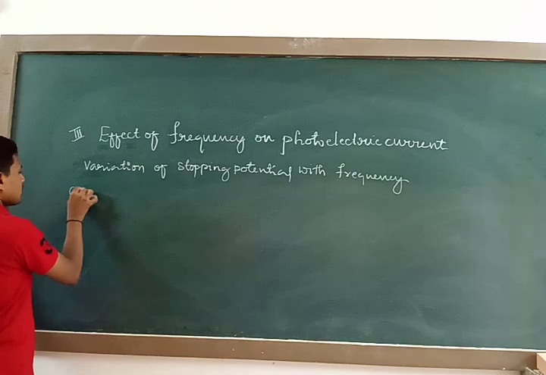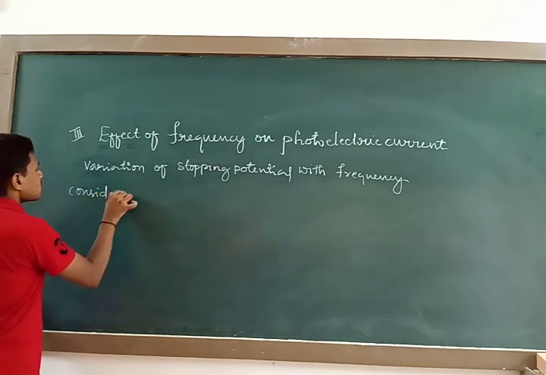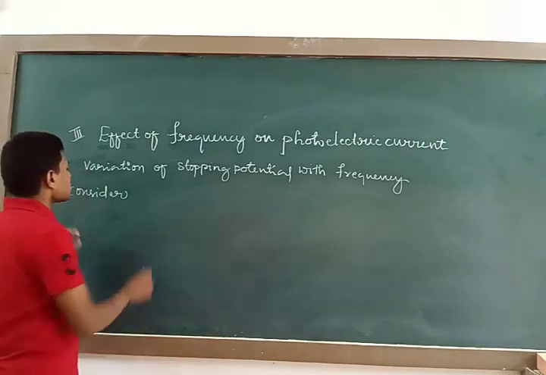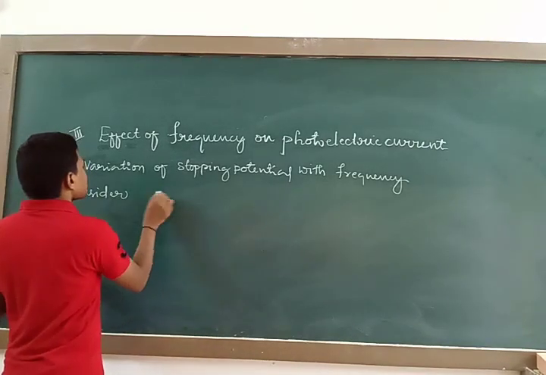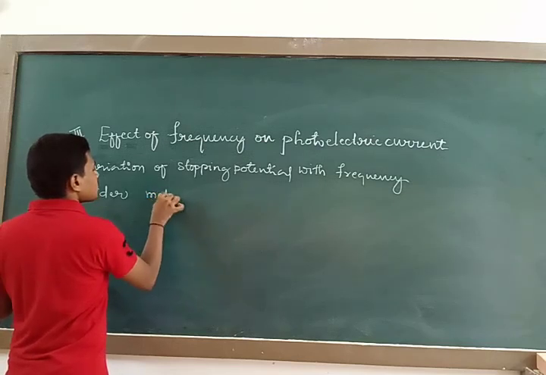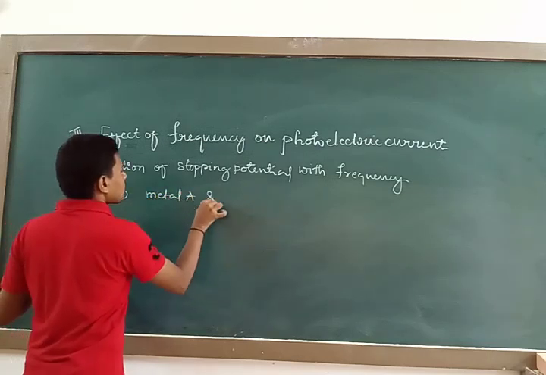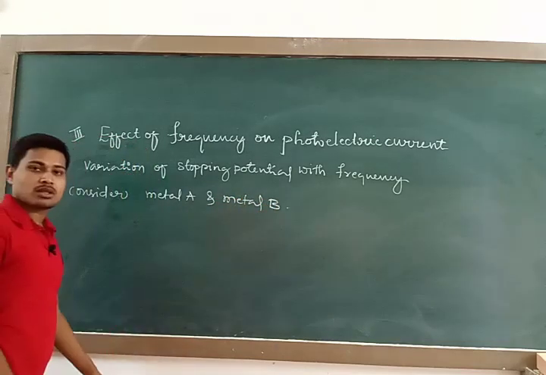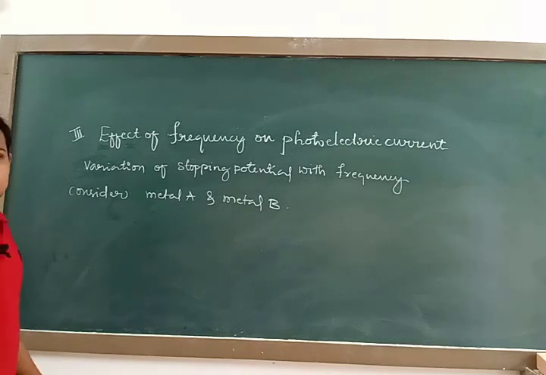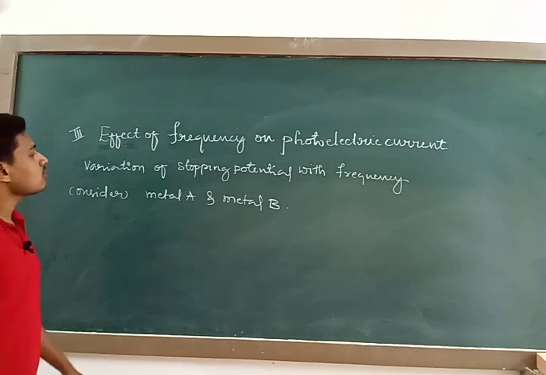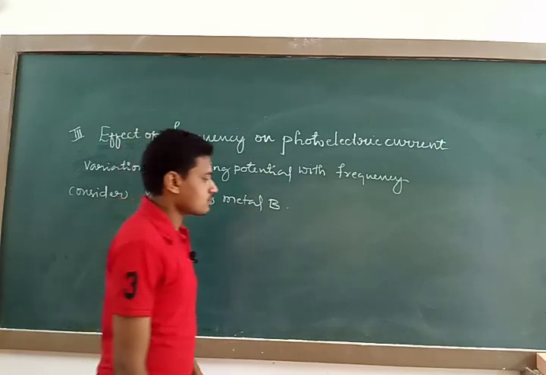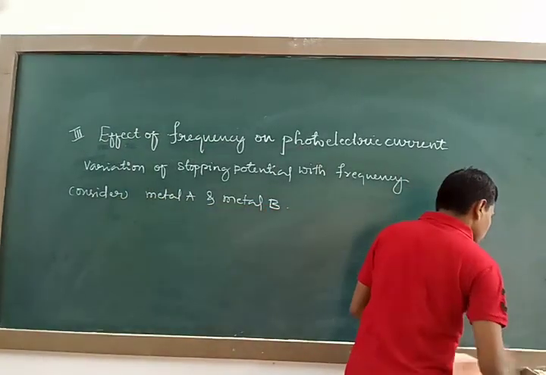Consider two metal surfaces here. Metal surface in the sense what? Two photosensitive material plates. Consider two photosensitive material plates, say metal A and metal B. Now I am going to plot a graph between the frequency and stopping potential for metal A and metal B. So what is that graph? I am going to plot here.